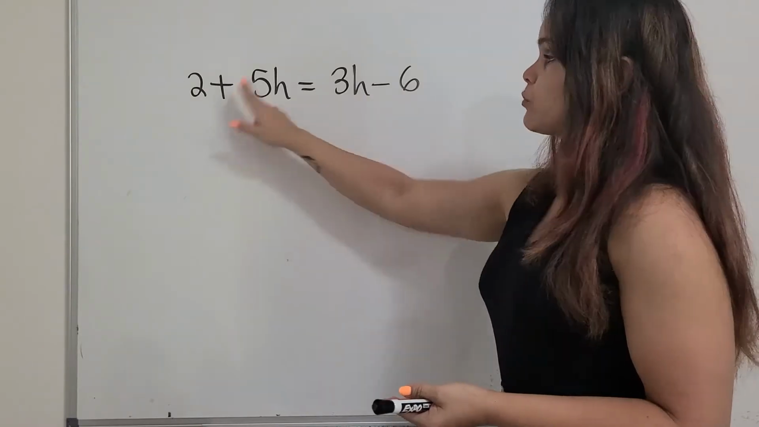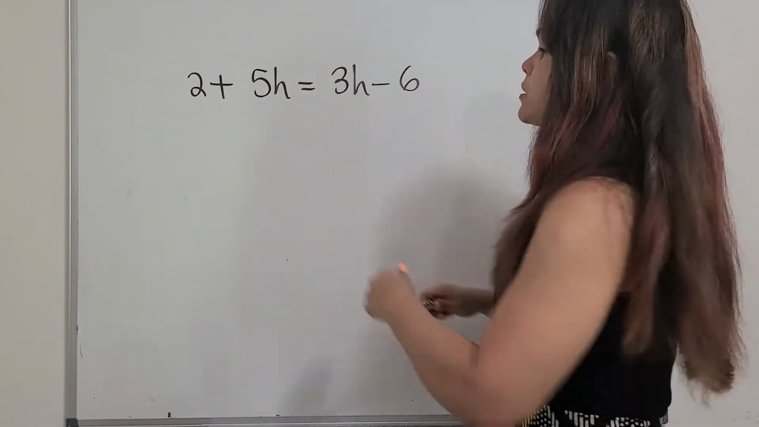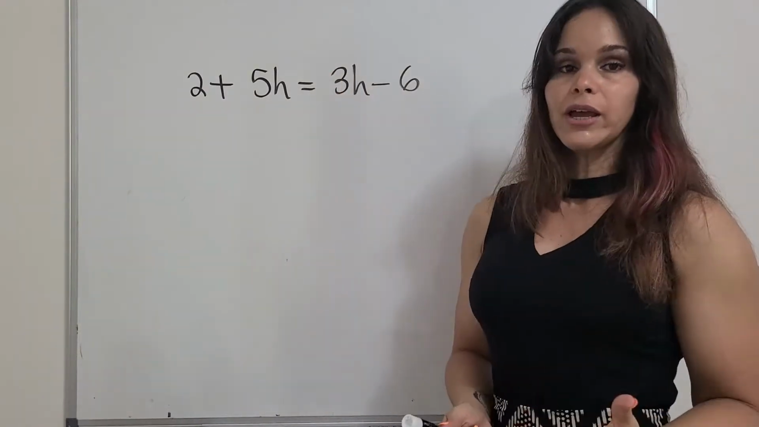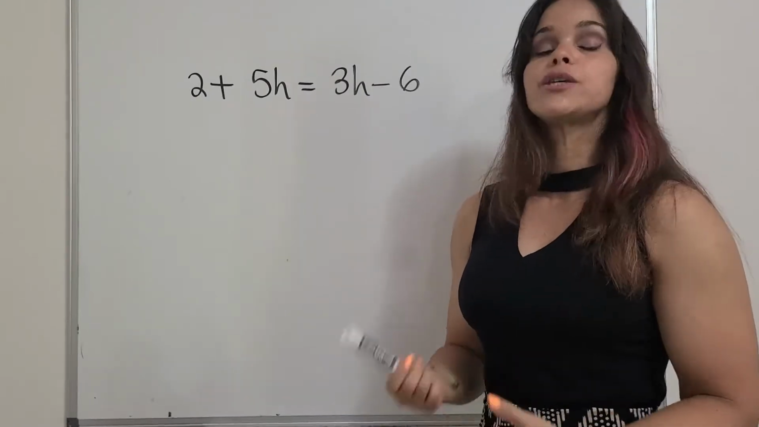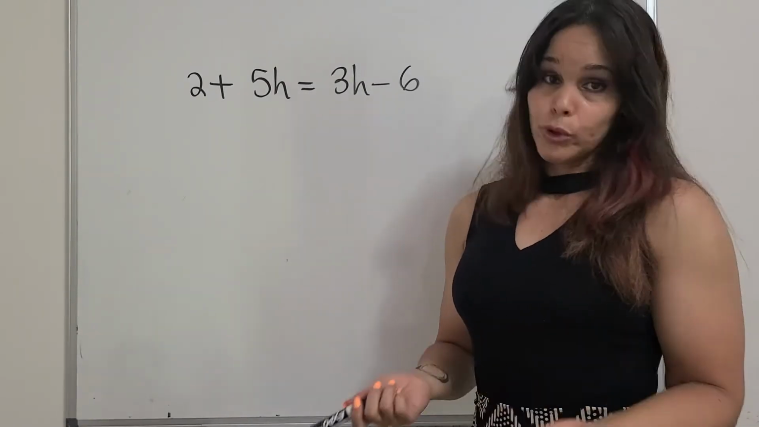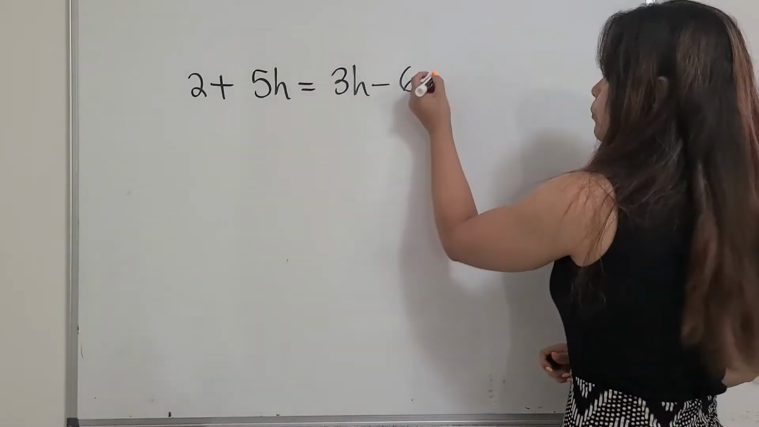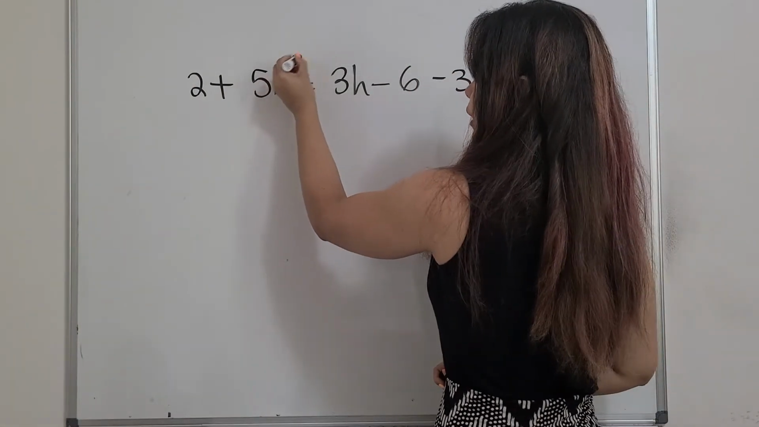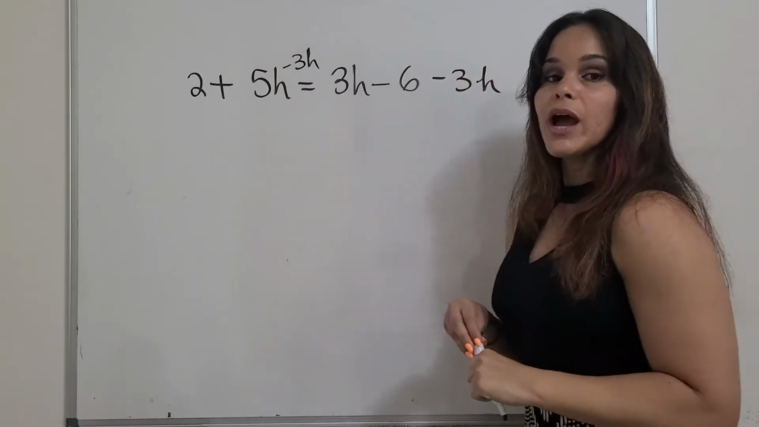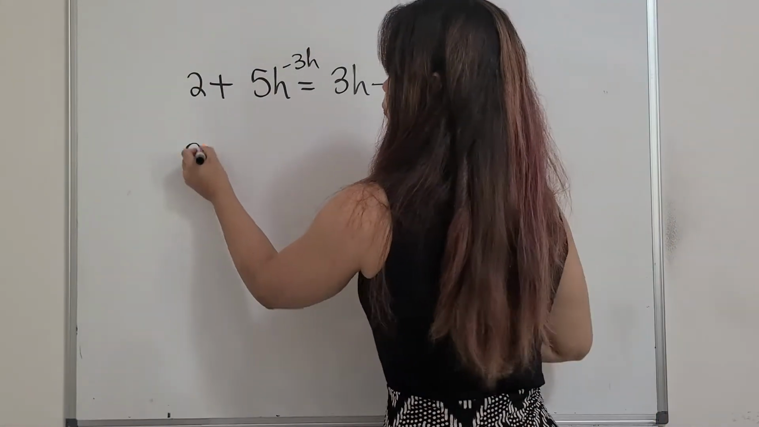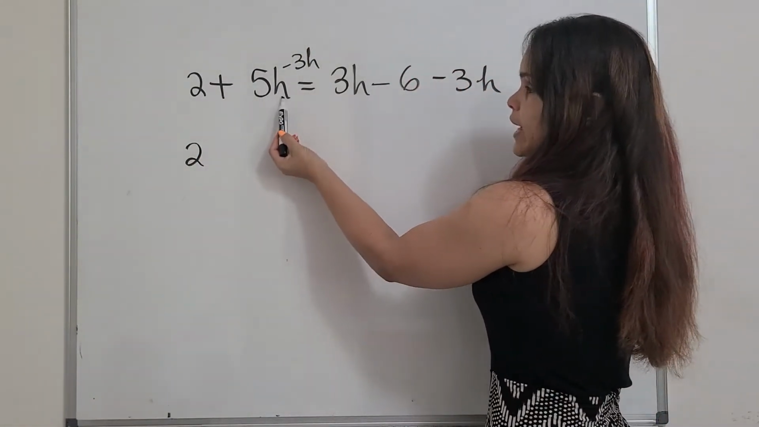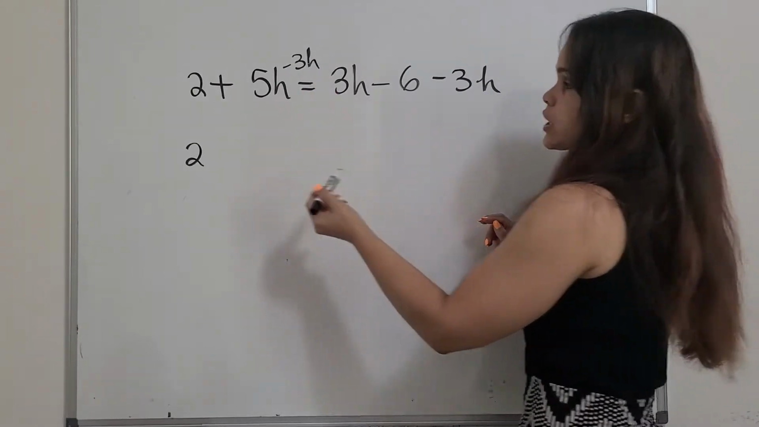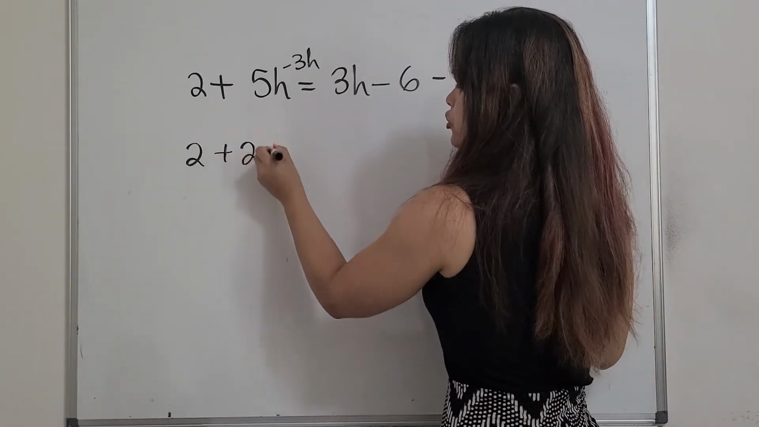Now, for this guy to be gone from here, what do I need to do? This is a plus 3h, so it's added. What's the opposite of adding 3h? We're going to subtract 3h. Now, if I decide to subtract 3h here, I need to subtract 3h here too. So what do we have on the left side? We have 2 and 5h minus 3h, which is going to be 2h.